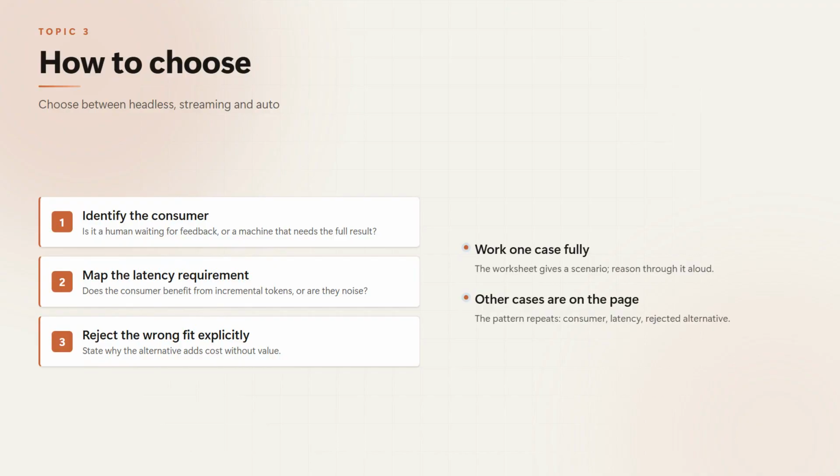Auto mode is also rejected here because you know the consumer is non-interactive. Delegating the choice risks the model picking streaming for a conversational tone and breaking the pipeline contract. The other scenarios in the worksheet follow the same reasoning pattern: consumer first, then fit.